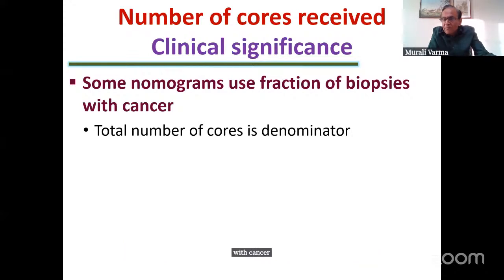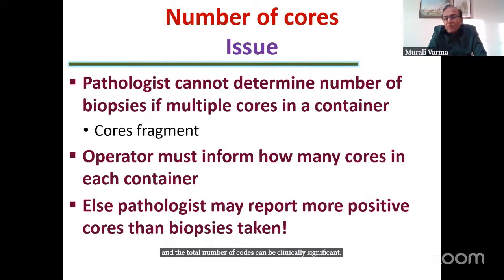So it's not just the number of biopsies, but the fraction of the biopsies. So both the number of positive cores and the total number of cores can be clinically significant. But there's a problem here. How are we supposed to know the number of cores?